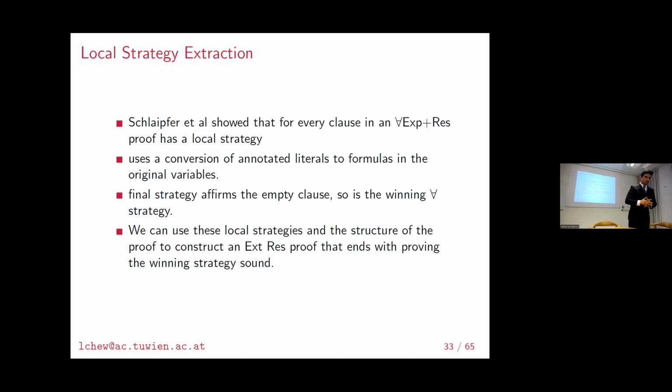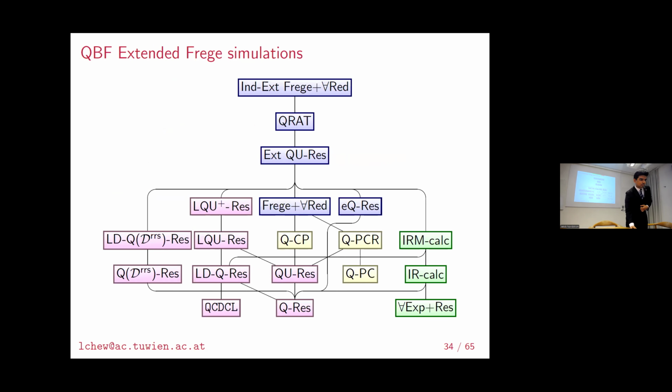Because we have the local strategies for each of the individual clauses, we can look at the proof inductively from the axioms to the empty clause and look at how the local strategies are built and build them ourselves, doing it in a formal way in extended Frege or in extended resolution. And that's how we end up with this P simulation. This generalizes to the stronger versions of for all expansion plus resolution, so this one here and this one here.